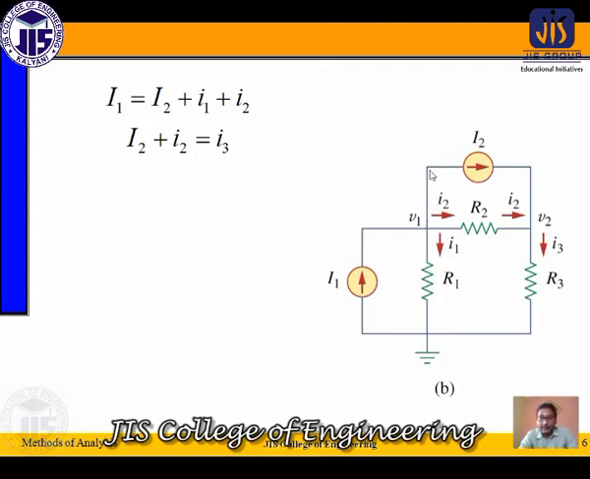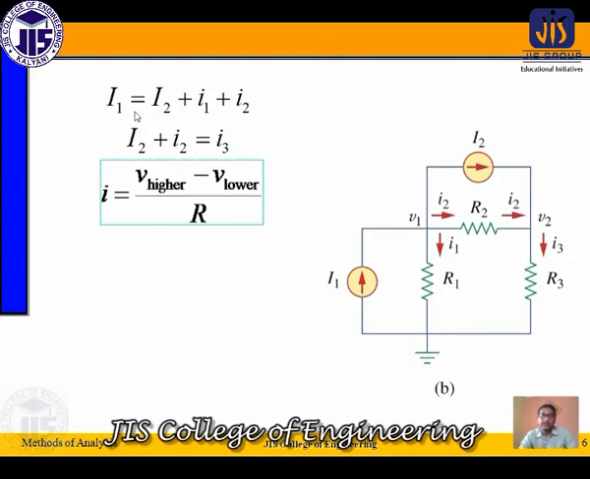Then this capital I2 current is the outgoing current from the node. Similarly, for this R2 resistance branch, this small I2 current is also an outgoing current from node 1, the node where the voltage is V1. Similarly, this small I1 current is also an outgoing current. So we can write the KCL equation: capital I1, the incoming current, equals all the outgoing currents, that is capital I2, small I2 and small I1.